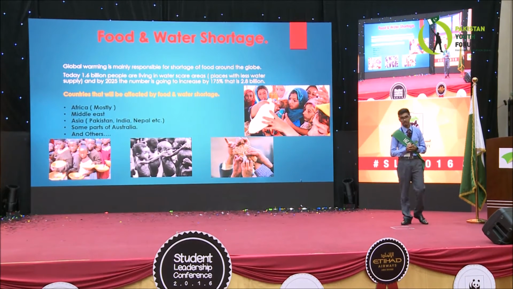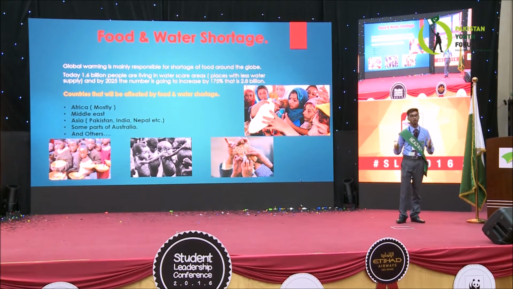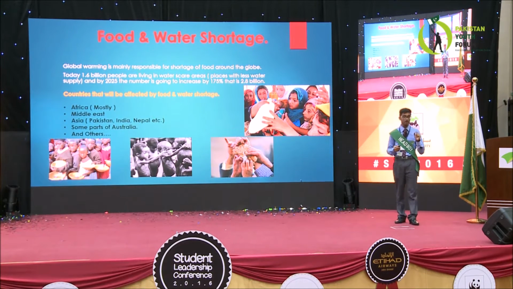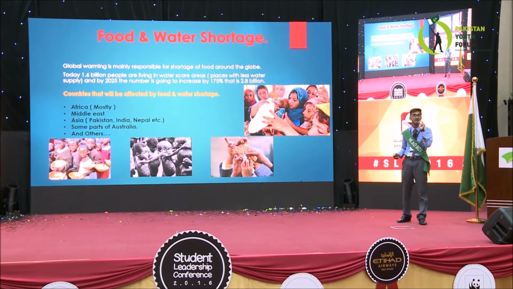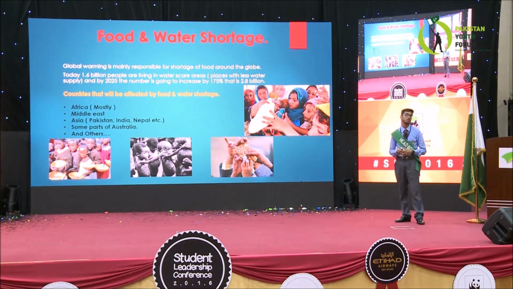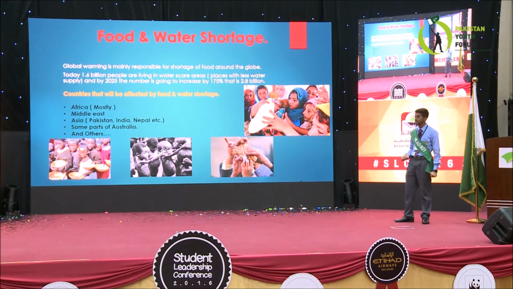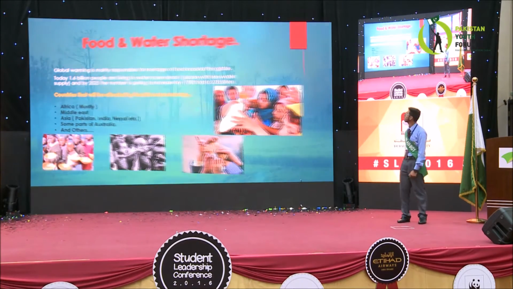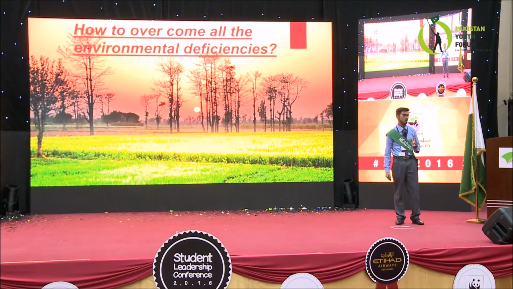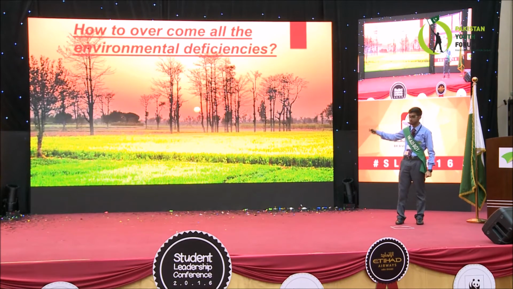Now, food and water shortage. Due to rising sea level and global warming, humans will face more food and water shortage. Today, 1.6 billion people are living in water-scarce areas. If we continue these activities, the percentage will increase by 175%. That will take the numbers to 2.8 billion people living in the water-scarce areas. The places which will be mostly affected by food and water shortage will be Africa, Middle East, Asia, and some parts of Australia. Now, how can we overcome all these environmental deficiencies? That is the point we have to focus on the most.